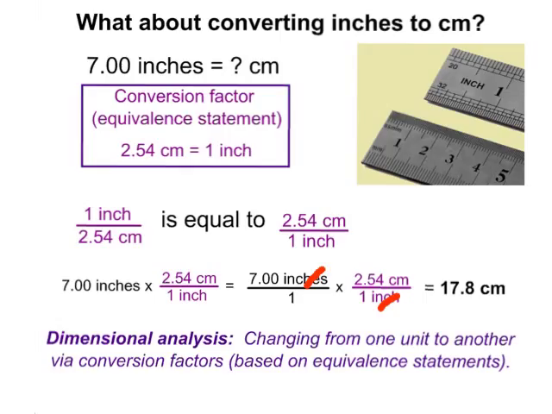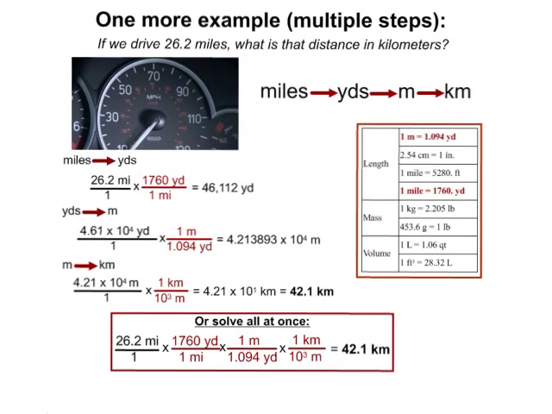The term dimensional analysis, in essence, means that we are just changing from one unit to another via these conversion factors that are based on equivalence statements. So that's all it means. It's a big fancy word, but when we talk about dimensional analysis, we're referring to this process. Now, one more example.